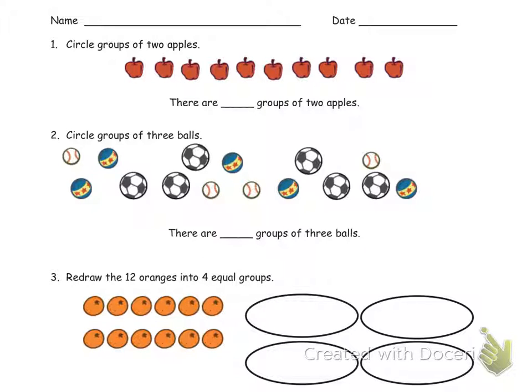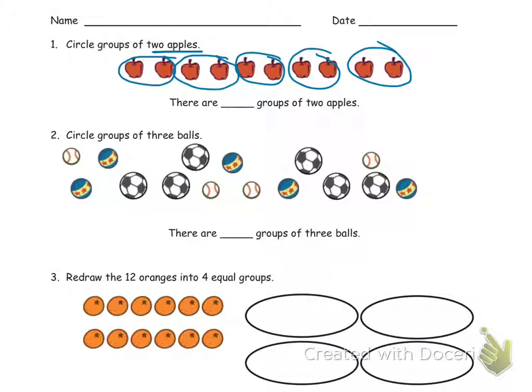So starting off with number 1, it says to circle groups of 2 apples. So I'm literally just going to come in here and circle groups with 2 apples in them. 1, 2, 1, 2, 1, 2, 1, 2, and 1, 2. And right here it says there are blank groups of 2 apples. So I just need to count how many groups I have. So I've got 1, 2, 3, 4, 5 groups. I'm going to put a 5 right there.